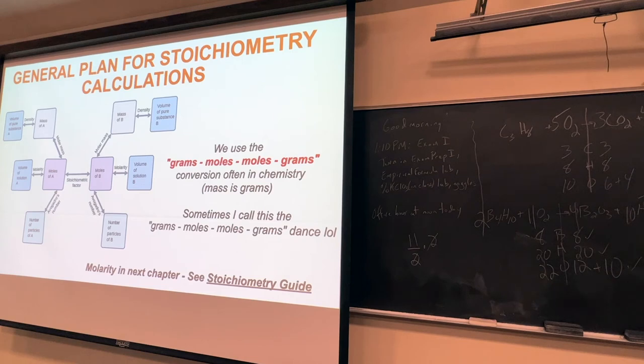So there are many different ways to get to those moles, and then you can use these stoichiometric factors from the balanced reaction to get to moles of the other piece. And then you could turn that into particles, or if you have the molarity, we can go to volume or mass, and so on. We're going to do a lot of grams, moles, moles, grams, all right? And so we're going to hit that pretty hard in these sections.